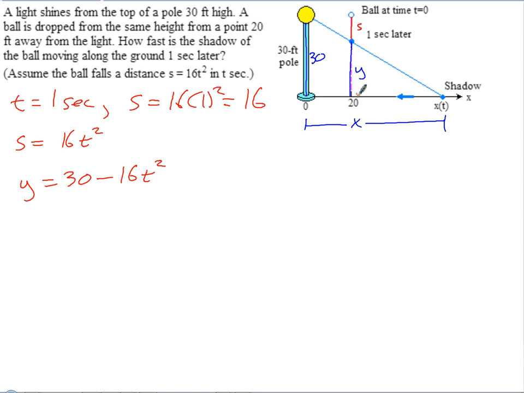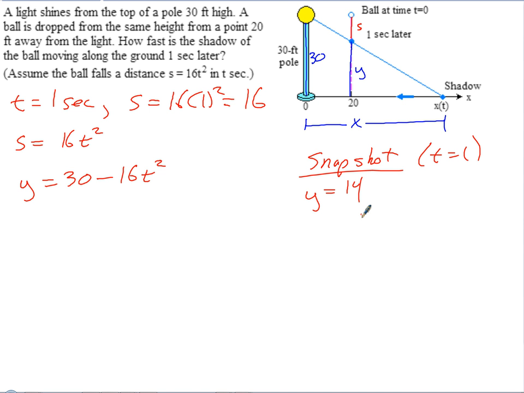Right, so if we wrote down our snapshot values, this is at t equals 1. We know that y equals 14, if s equaled 16. 30 minus 16 times 1 squared is just 14. So the only added wrinkle that they gave us on this one was that instead of them just telling us that when the ball is 14 feet high, we're having to calculate it from an equation.